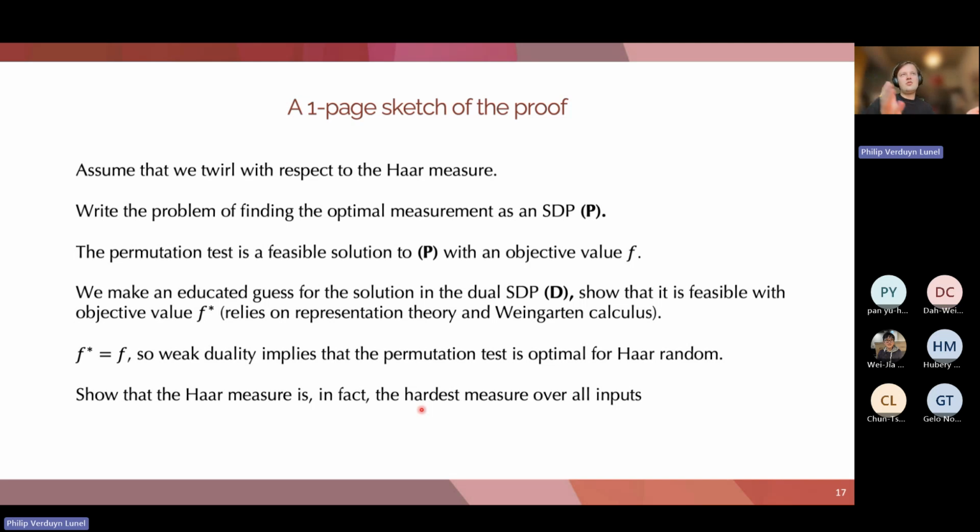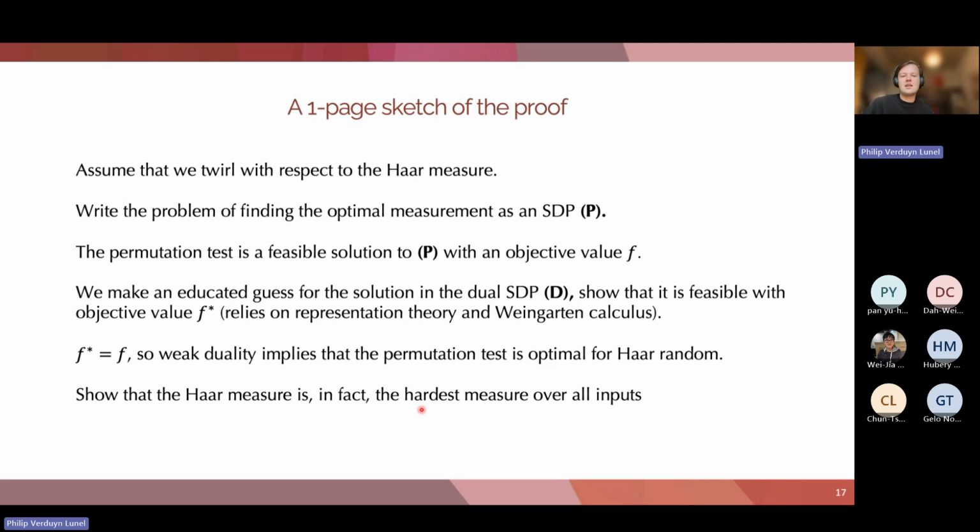But then you can look at the dual problem of your SDP, and any feasible solution to your dual problem is going to give you an upper bound to your maximization problem. So you're going to get two things from this semi-definite programming. And we actually make an educated guess for this dual problem. This educated guess relies highly on representation theory, and it is equal to the value implied by the feasible solution of the permutation test. So we find two points in the primal and the dual space with equal value, and then weak duality implies that this permutation test is actually optimal.